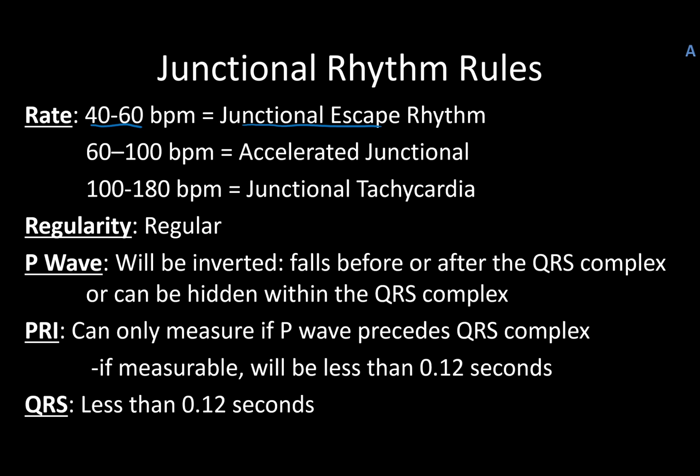If the rate is going faster than that, so if it's going in that 60 to 100 range, we now call that accelerated junctional. Sorry, I'm going to put the abbreviations next to them. In accelerated junctional, this is a situation where an irritable focus has probably occurred in the AV junction, and it speeds up and it actually overrides control.